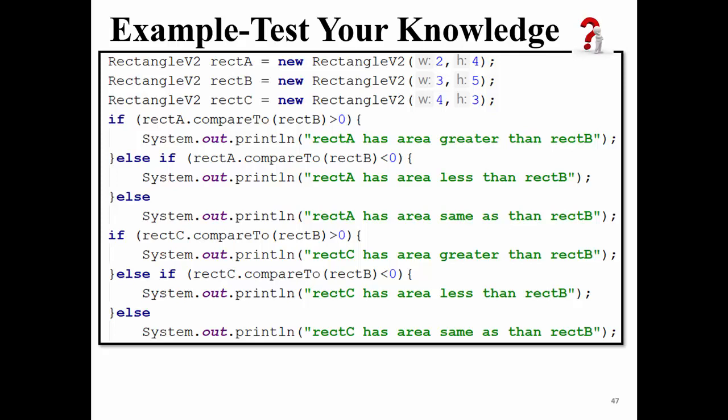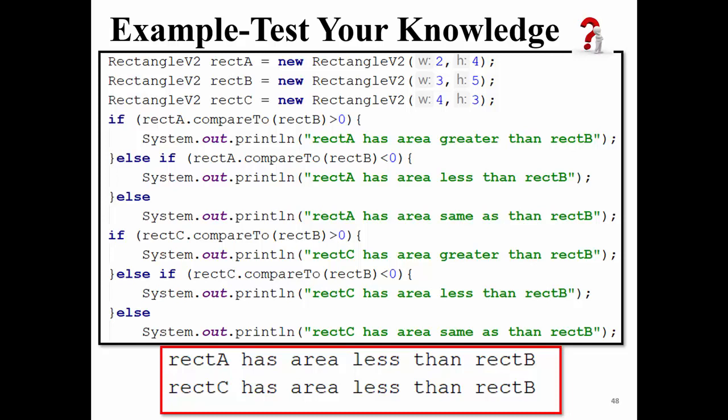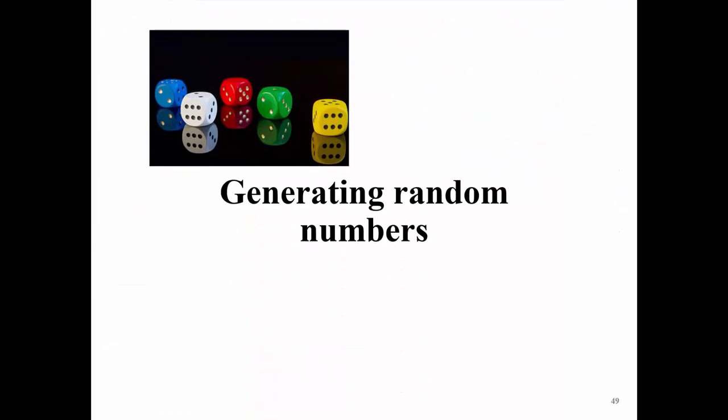No. Then which statement will be printed? Rectangle A has area less than rectangle B. Now, does rectangle C compared to rectangle B have the same area? No. So which one of these statements is going to be printed? Rectangle C has less area than rectangle B. Okay, any questions about comparing the objects?